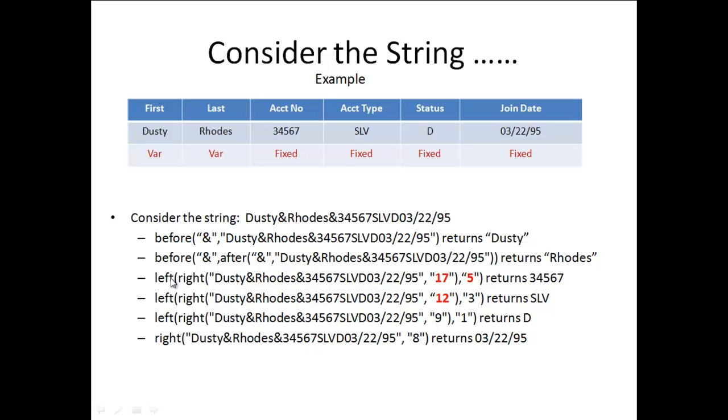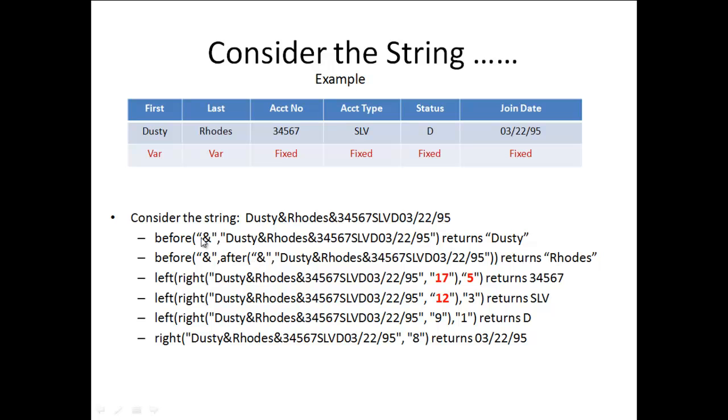And then lastly, we can look at the left-right expressions to see how we might deconstruct the remainder of the string, returning the account number, the account type, the status, and the date. But we'll explore those in a little while as we go further.